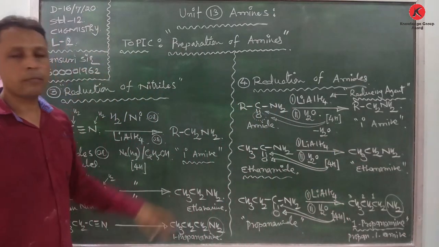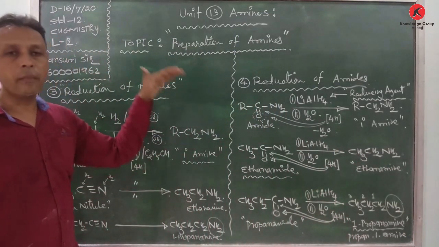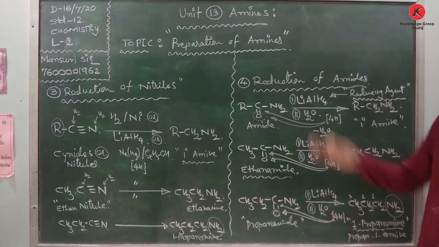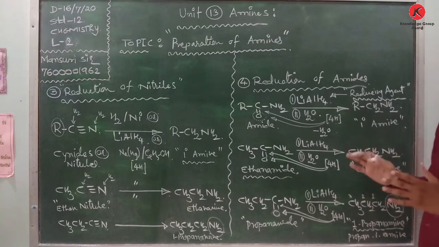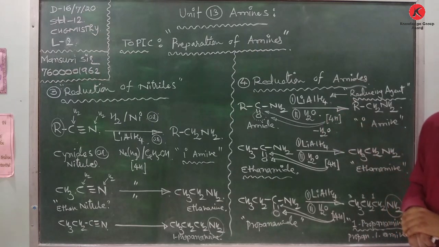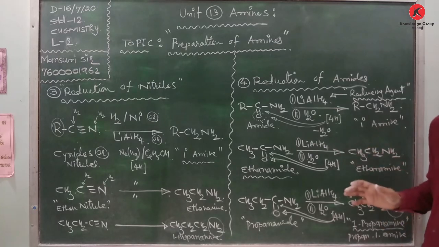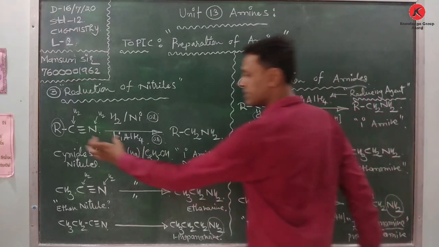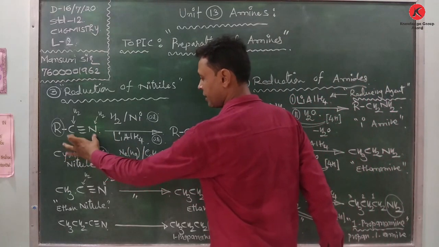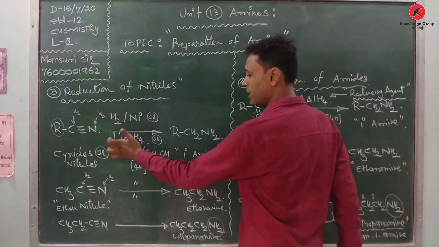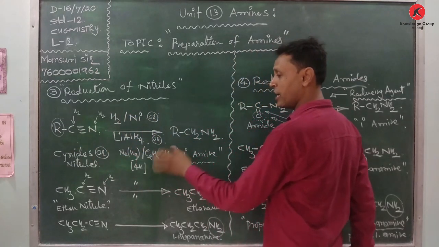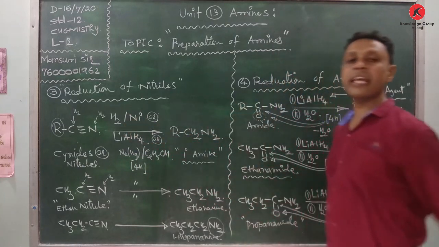So we can say that by reduction of amide, we can convert the amide to amine. And here by reduction of nitrile, we can convert to primary amine. Both these reactions are used for making primary amine. Here, for reduction of nitrile, when cyanide is taken, Ni/H2, lithium aluminum hydride, or Na amalgam with ethanol is used, then primary amine is formed.